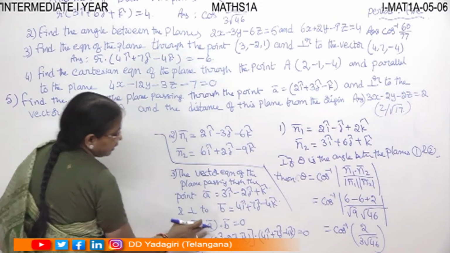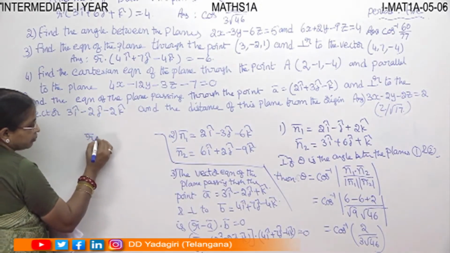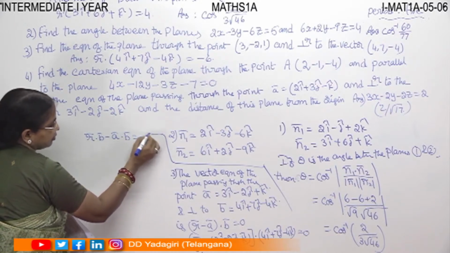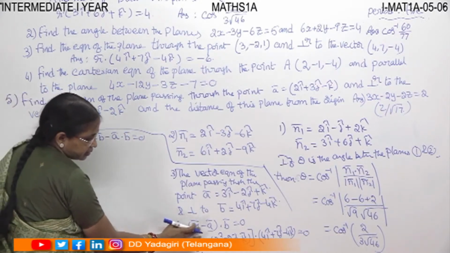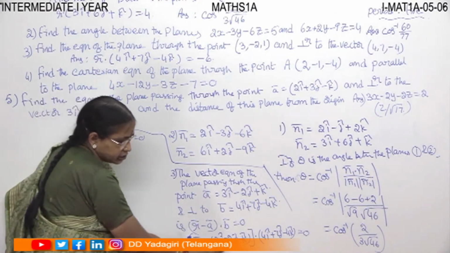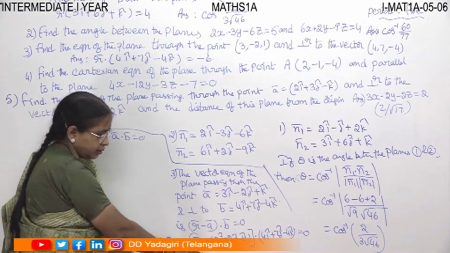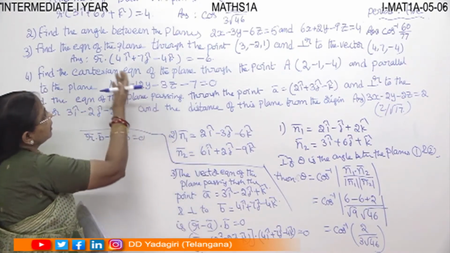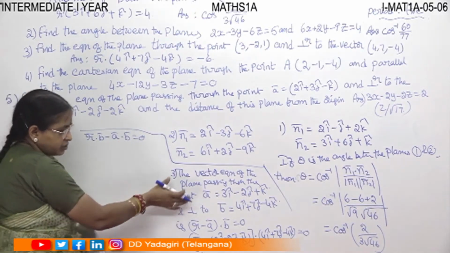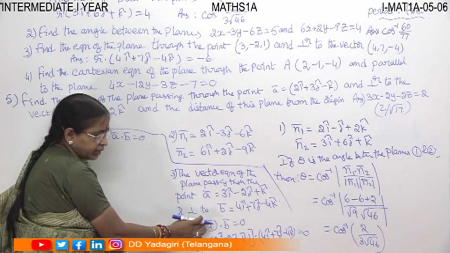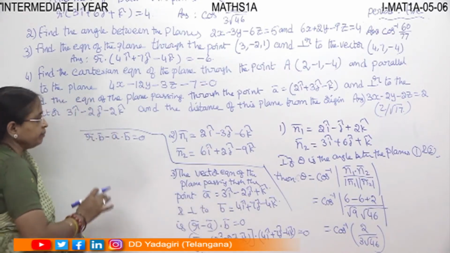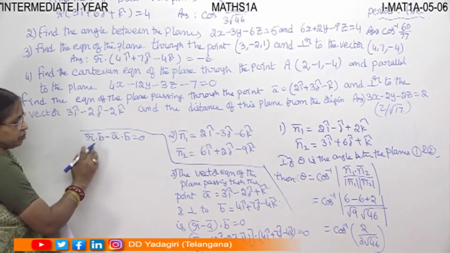You write this in the form r dot b minus a dot b is equal to 0. Even if you write the equation in this form, it is also correct. But because he has given the answer in that form, we'll try to get it in that form. You write the formula and then just substitute the values. Or if you still want to simplify, you do like this.